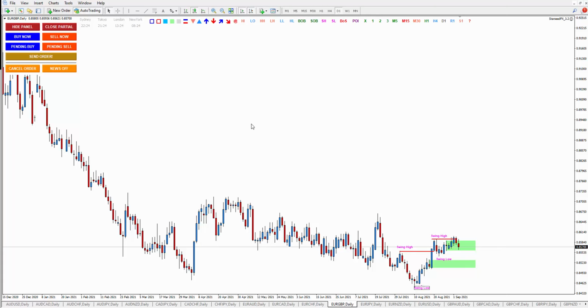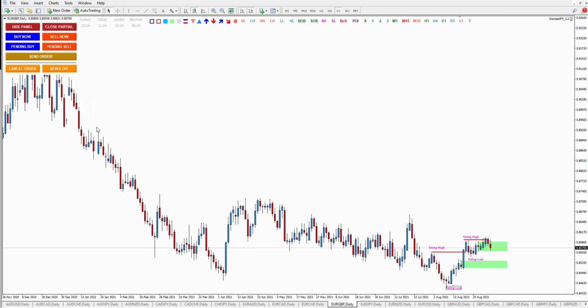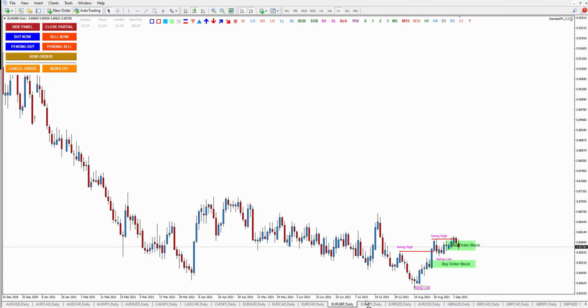Why I think the price is going to continue up, and again it's the same just like Euro Swiss franc and Euro Canadian. There is a lot of empty space here and a lot of order blocks that have not been filled yet. So the price may go lower a little bit and then bounce up, or the price may just bounce from this area. So these are both buy order blocks. Let's continue to Euro Yen now.